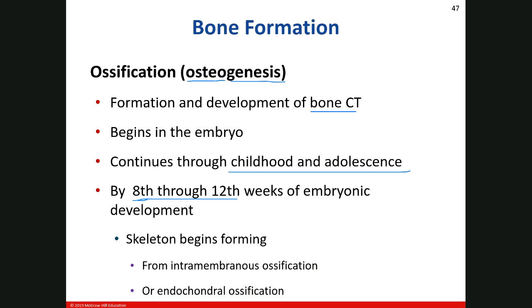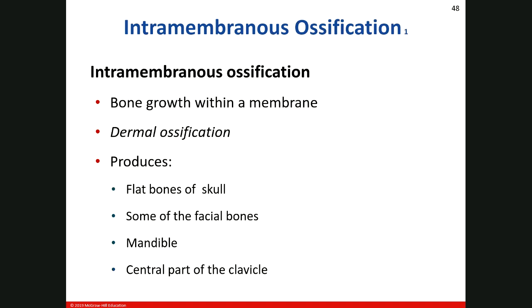So there's two types, all right, of growth that we're going to discuss. The first one is called intramembranous ossification, and then endochondral ossification. Those are our two types, so you need to know, all right, intramembranous ossification, then endochondral ossification. All right, let's start with the first one.